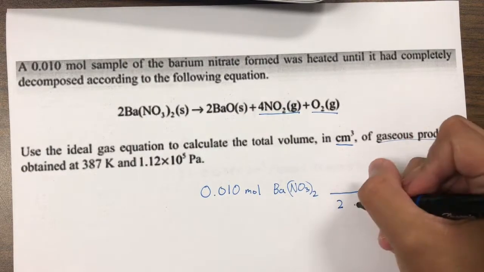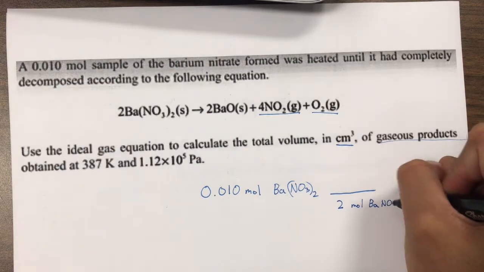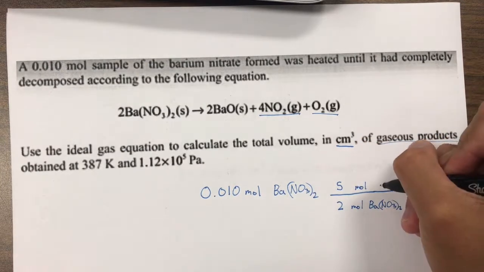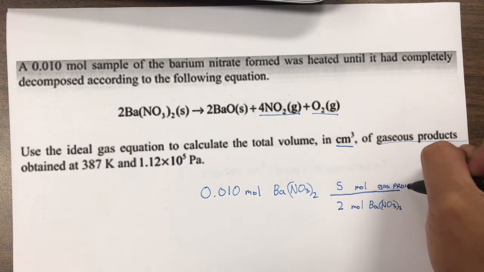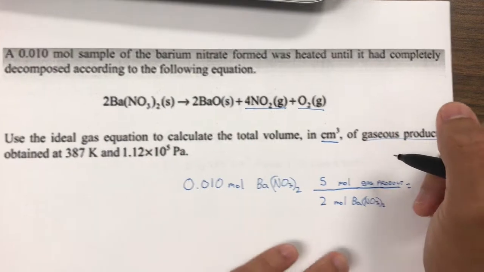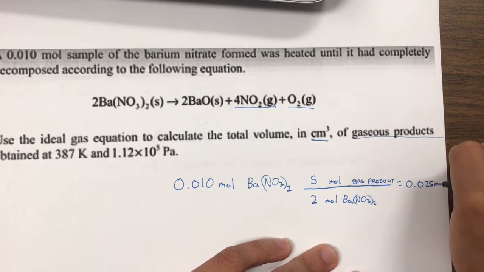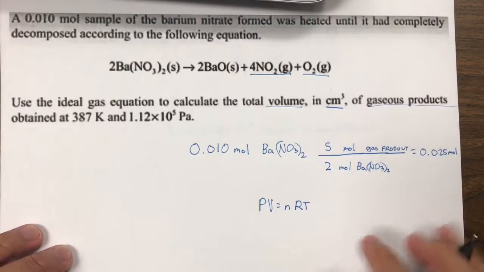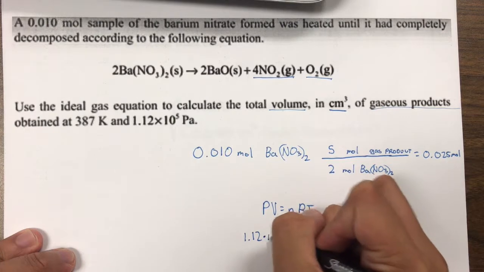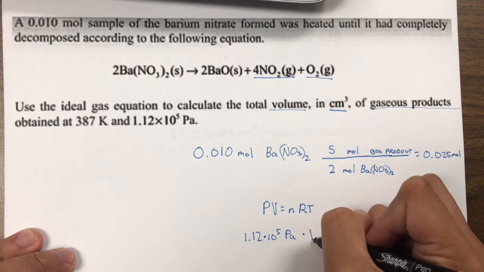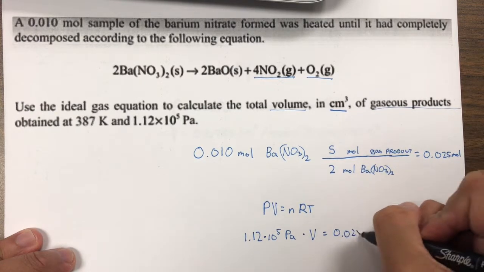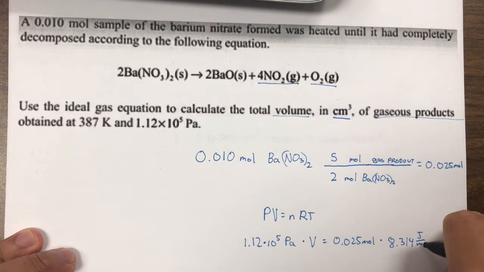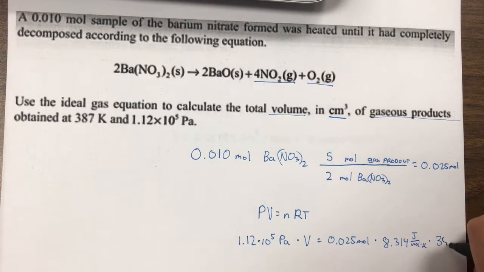So if we do this mole ratio, we have 2 moles of barium nitrate for every, there's 4 and there's 1 here, so 5 moles of gas product. And when I do this, I get 0.025 moles. So now that I have my moles, I can use PV equals nRT to find out the volume. My pressure is 1.12 times 10 to the 5th pascals. I'm looking for my volume. I have 0.025 moles, which I calculated here, times 8.314 joules per mole times Kelvin. And my temperature is already in Kelvin, 387 Kelvin.